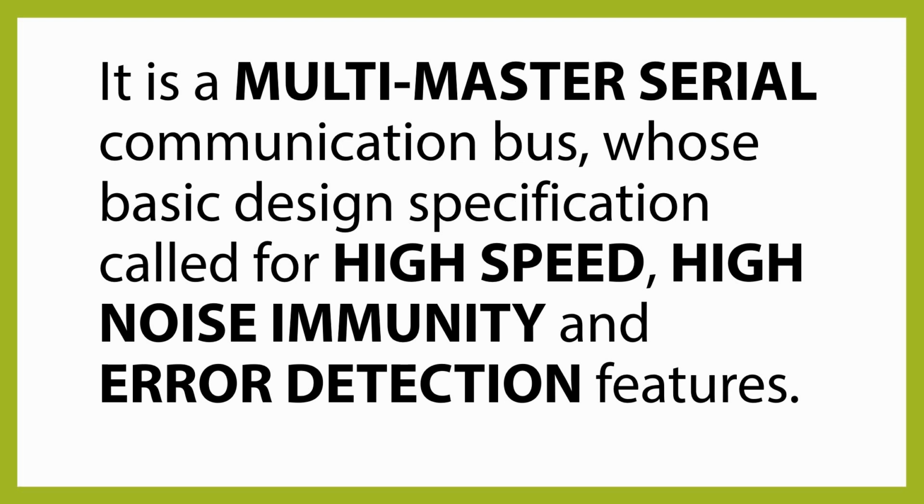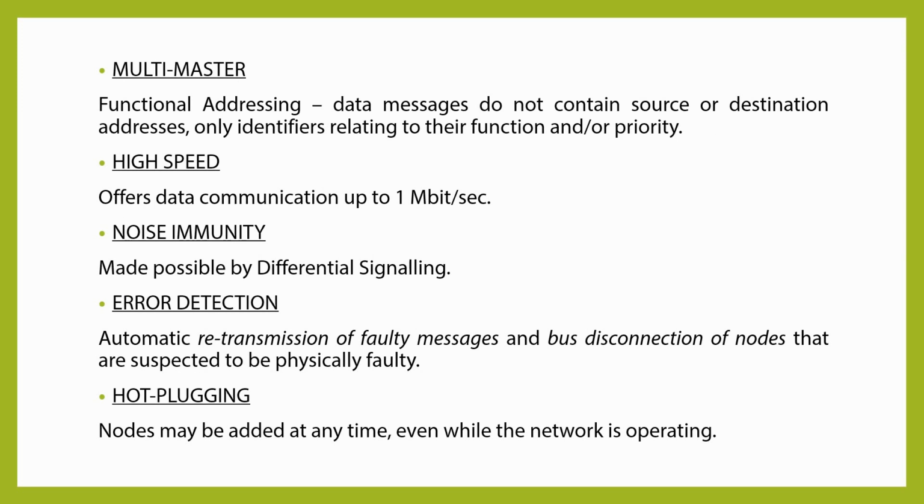So we'll go in detail. What is a multi-master and how is it deployed in this communication protocol? It is basically through a method known as functional addressing. So what is functional addressing? As you can see on the screen, data messages do not contain source or destination addresses, only identifiers relating to their function and/or priority.